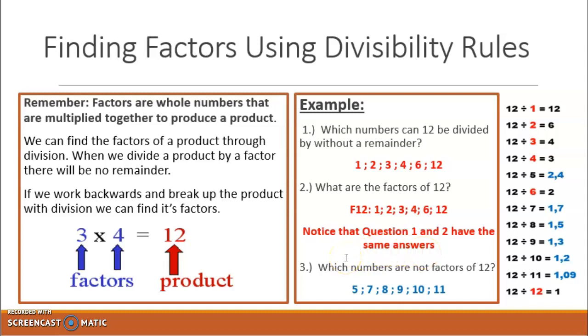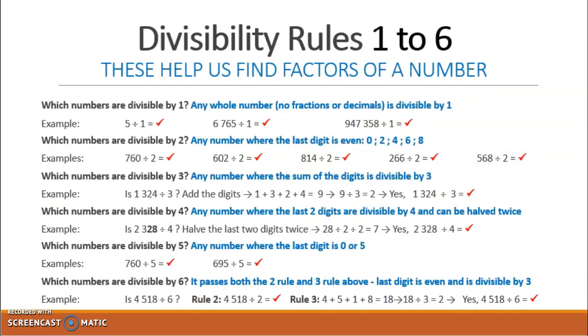Question number 3. Which numbers are not factors of 12? It is 5, 7, 8, 9, 10, and 11. Why? Because they do have remainders after division. Let's look at the divisibility rules 1 through 6 and know that these will help us find factors of a number. So these are very handy and useful to know.